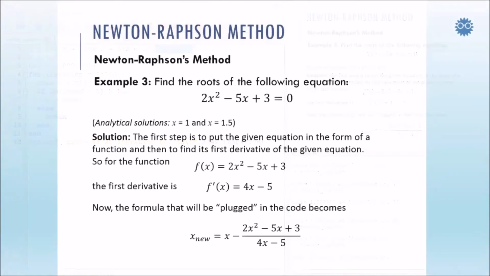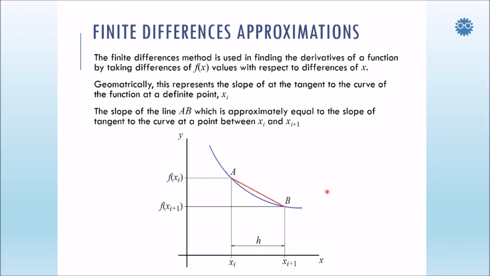So here we take brief information about the finite differences approximation. The finite differences approximation method is a method used in order to find the derivatives of a function by taking the difference of f of x by the difference in x, which is generally called the step size, or h. This is the value of h, which is the difference between two adjacent x values.